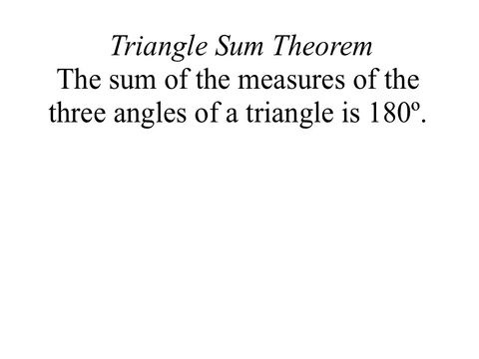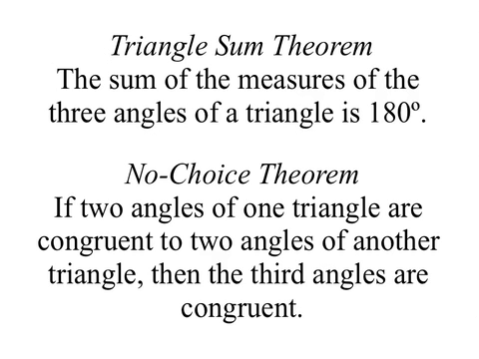Here's a theorem you might already be aware of, the triangle sum theorem, that states that the sum of the measures of the three angles of a triangle is 180 degrees. And the triangle sum theorem can be used to prove this theorem, known as the no-choice theorem. If two angles of one triangle are congruent to two angles of another triangle, then the third angles are congruent.